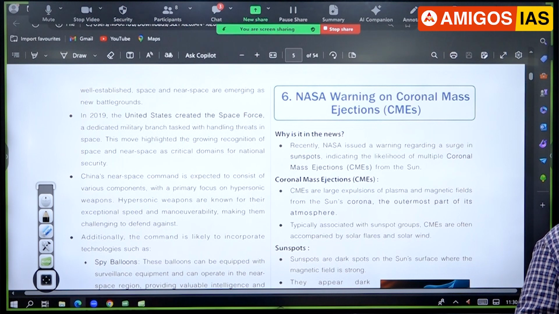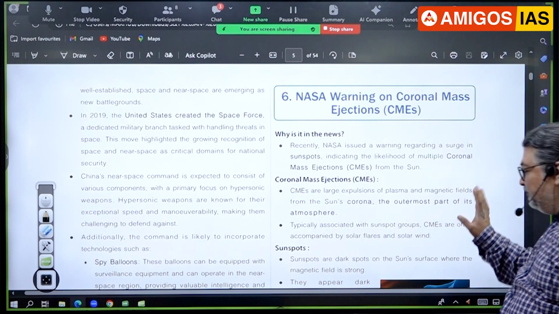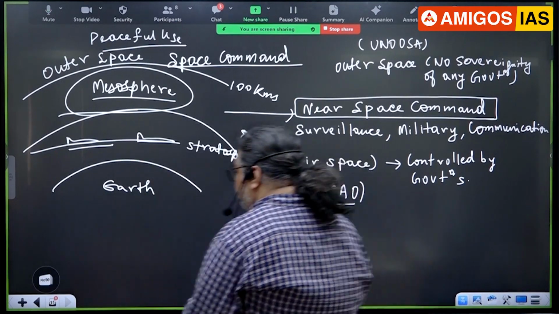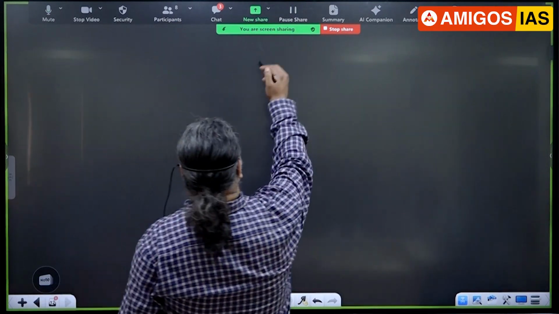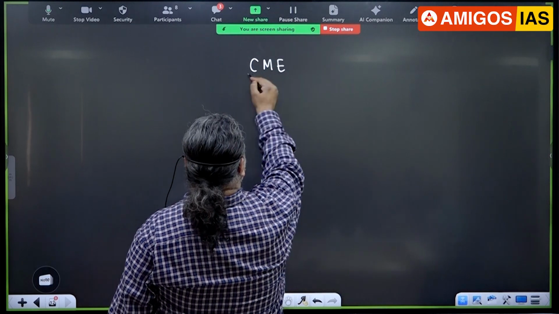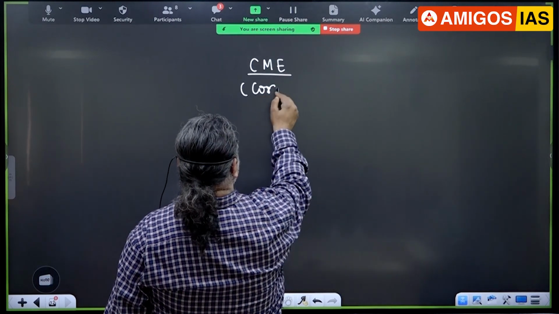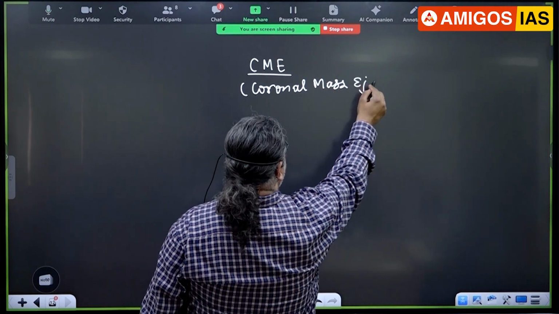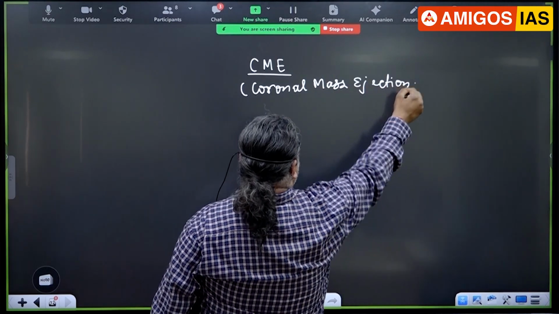SOHO. Let me write it there. Coronal mass ejection and all. So let me just briefly tell you the facts here. When you come to coronal mass ejection, all this is making headlines. So just be prepared with this topic.